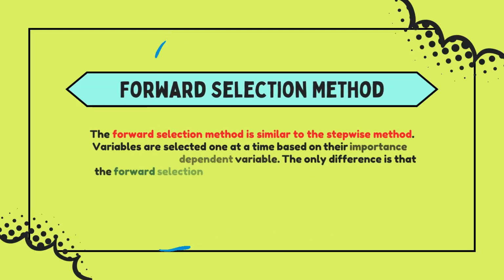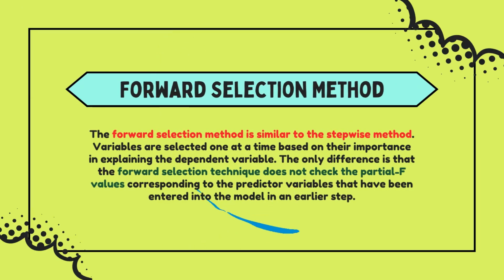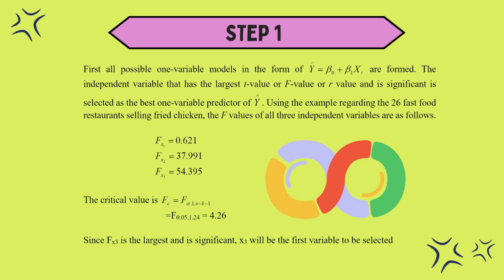Next, the second method of variable selection is the forward selection method. The forward selection method is similar to the stepwise method. Variables are selected one at a time based on their importance in explaining the dependent variable. The only difference is that the forward selection technique does not check the partial F values corresponding to the predictor variables that have been entered into the model in an earlier step. These are the two steps using the forward method.